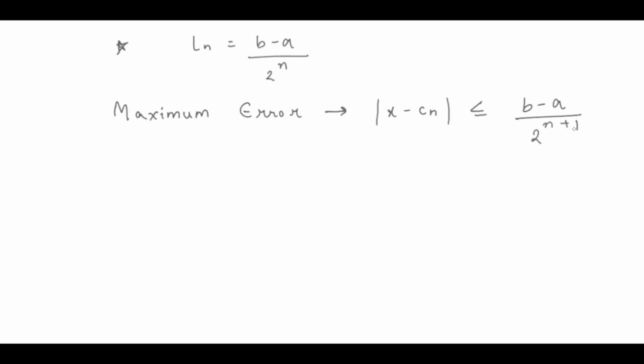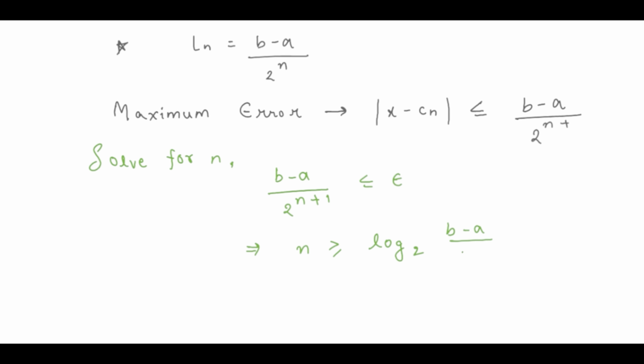Suppose we want the error to be lesser than the prescribed tolerance, that is epsilon. Then we require b minus a by 2 to the power n plus 1 to be lesser than or equal to epsilon. And if we solve for n, we get that n should be greater than or equal to log base 2 of b minus a by 2 epsilon. And this formula tells us the minimum number of iterations needed to guarantee the desired accuracy.